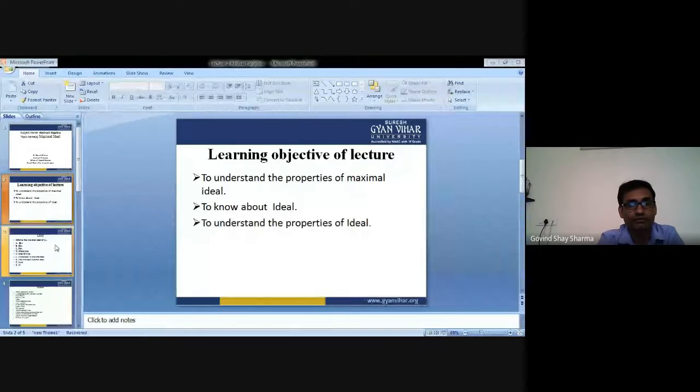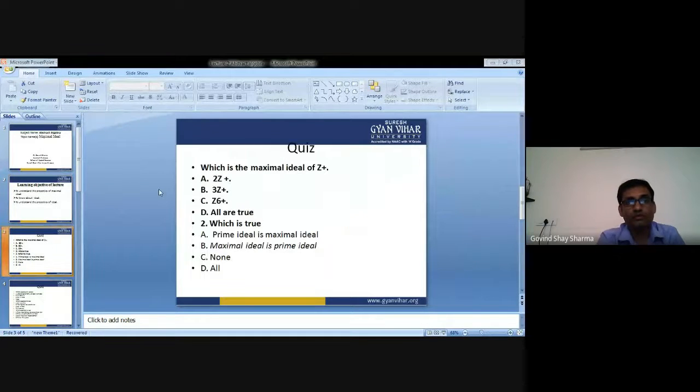Our Q, which is the maximal ideal of Z plus? Which is the maximal ideal? I told you that a prime number generated ideal is always a maximal ideal. So 2Z: here 2 is a prime number, and between 2Z and Z there is no other ideal which contains 2Z elements. So 2Z is a maximal ideal.